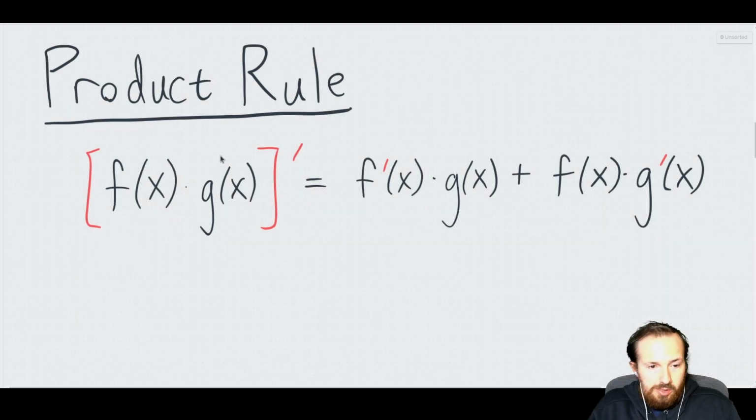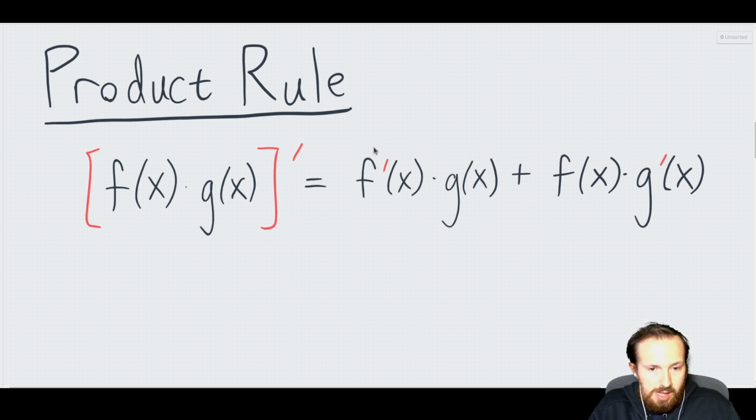Okay, so here's the product rule. Basically, it's a rule that tells you how to take the derivative of a product of functions, hence the name product rule. Specifically, when you know how to take the derivative of each of them individually. So if we know what the derivative of f of x is, and we know what the derivative of g of x is, then if we want to take the derivative of f times g, it would be this. And this is the product rule.